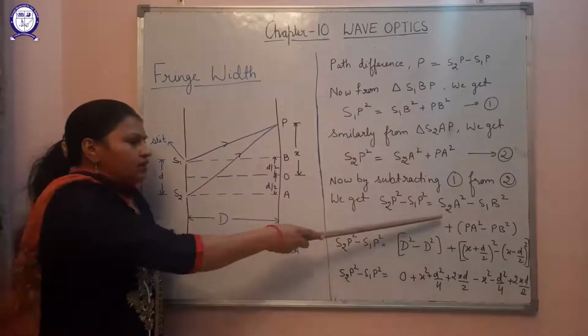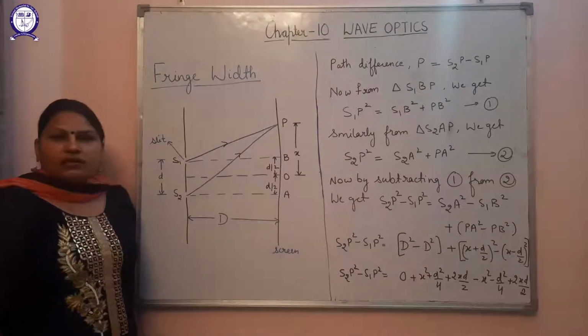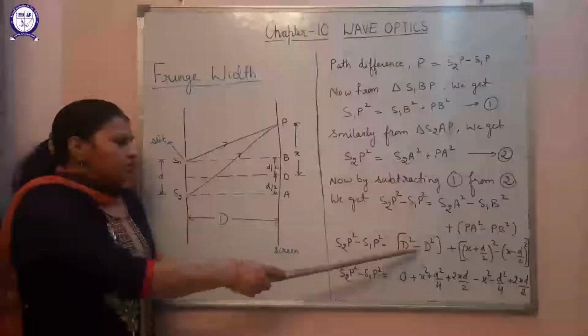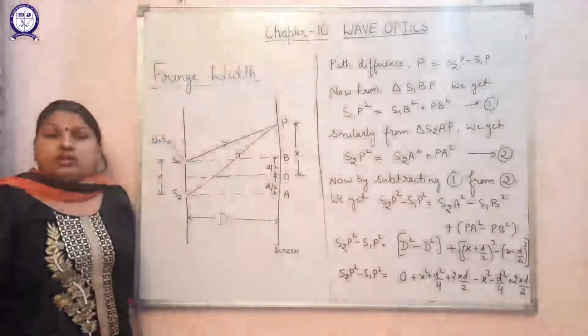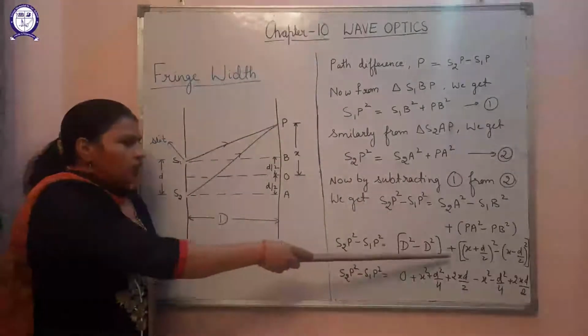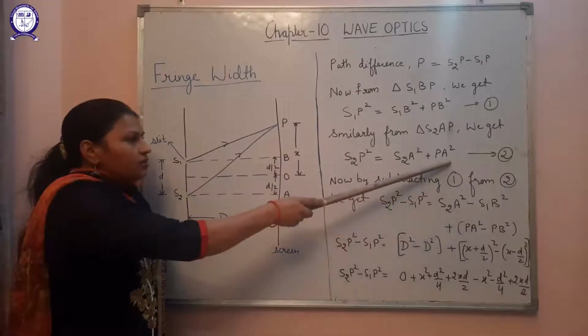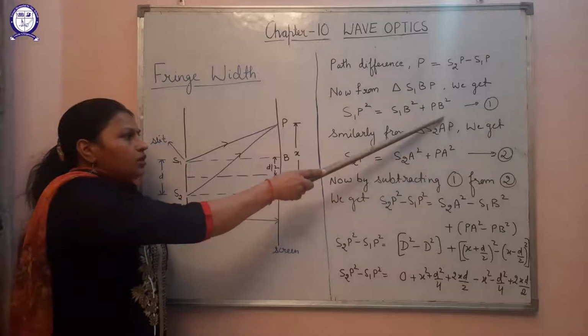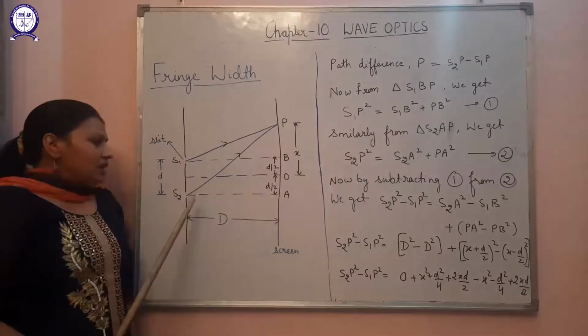If we replace the value of S2A square minus S1B square, it will be D square minus D square, that is the distance between the slit and the screen, capital D. So it is going to become 0. Similarly, in the next term we are going to place the value for PA square minus PB square. So what is PA square here?